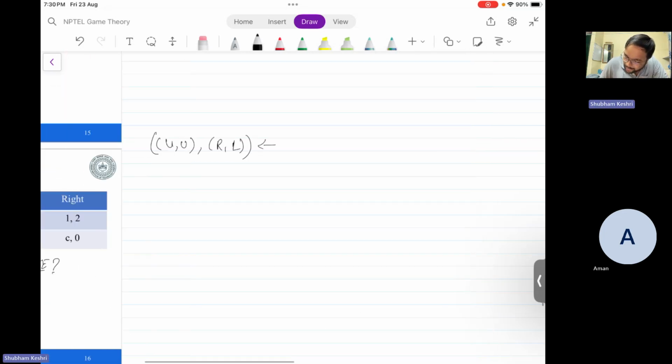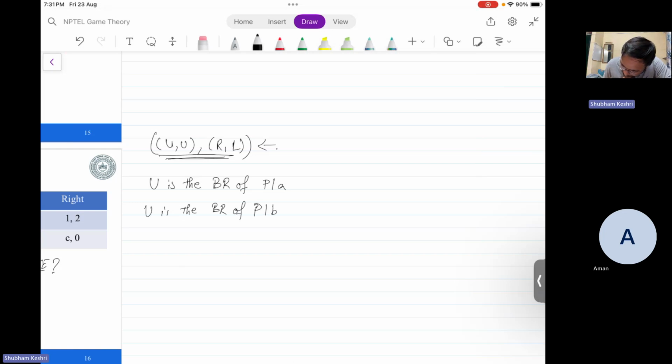So this is the strategy set. All right. So what do we have to find out? To verify that this is a Bayesian Nash equilibrium, we have to check if u is the best response of player 1a, u is the best response of player 1b, r is the best response of player 2a, and l is the best response of player 2b.